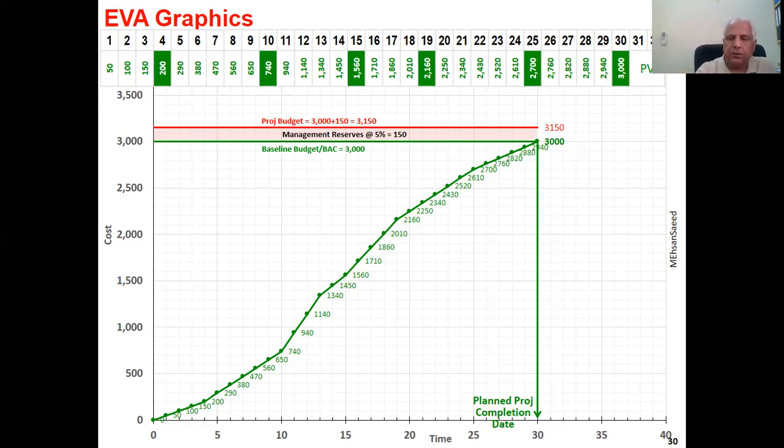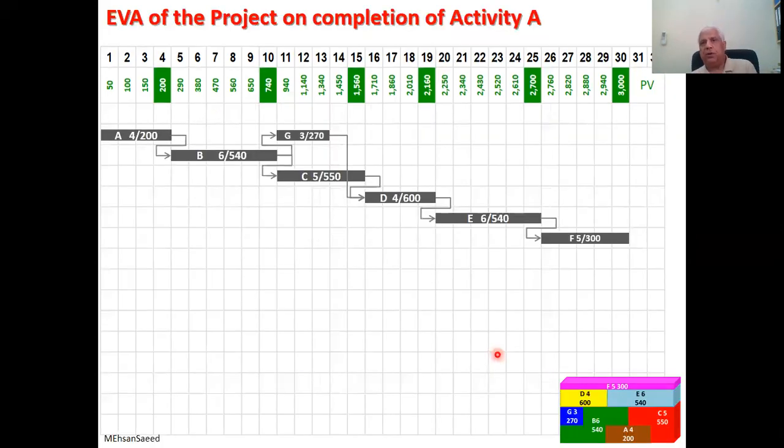So let's now revert to our Gantt chart from a cost baseline which we had drawn earlier. We assume that the planning is complete and the project has started. Well, the project started 1 day late. That means instead of first, it started on second.